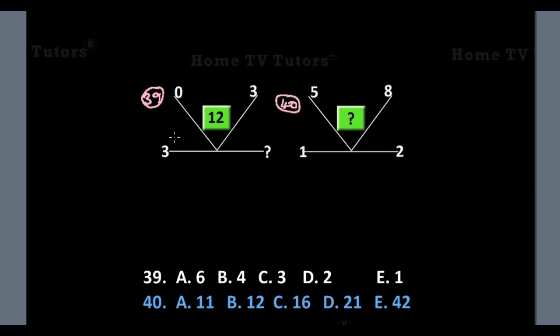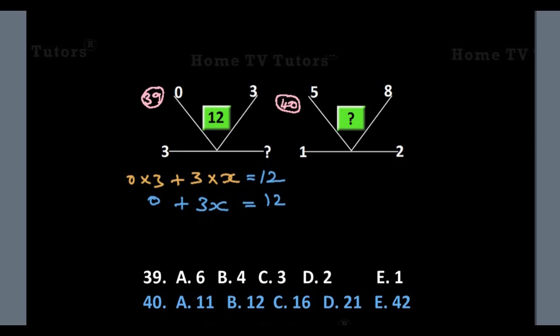Okay, product of the numbers on the left hand side, 0 times 3, plus the product of the numbers on the right hand side, 3 times x. x is representing the unknown number, which is equal to the number at the center. 0 times 3 is 0. 3 times x is 3x, which is equal to 12.